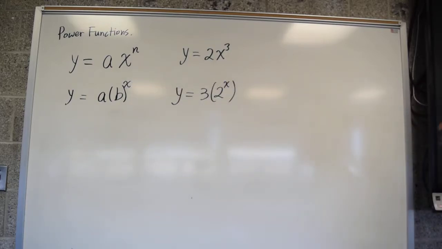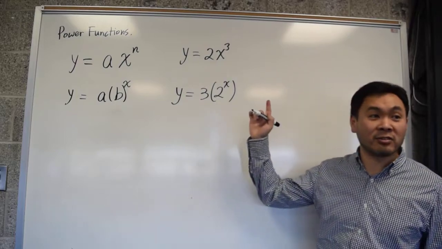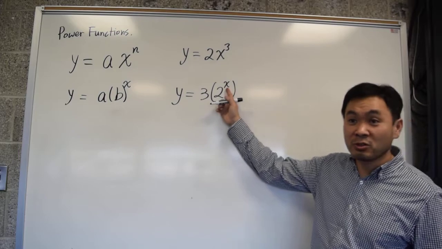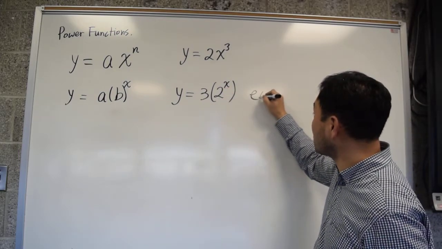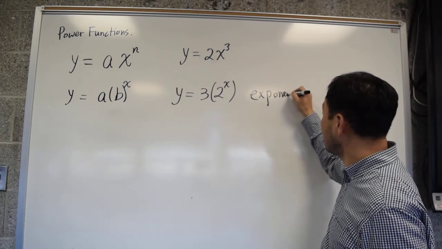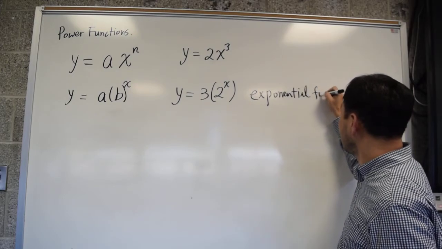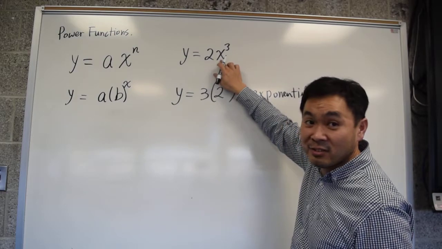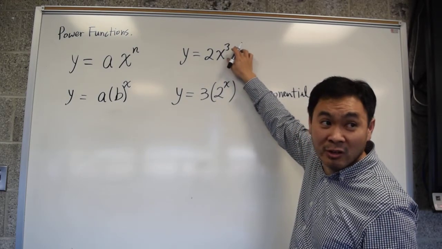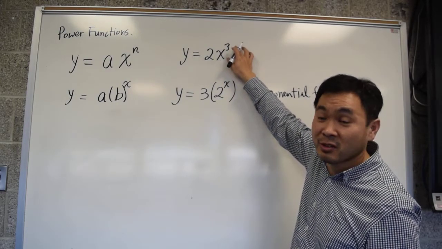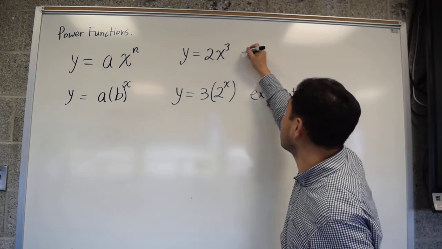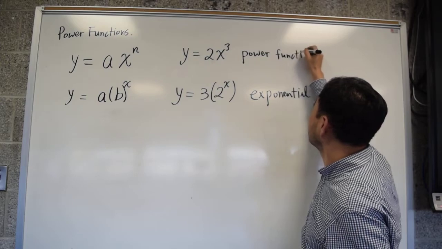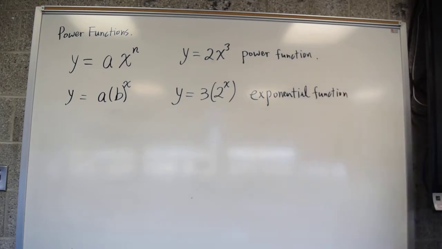Okay? And what I'm trying to say is that look at where the x is. If x is in the exponent, what do you call this? You call this an exponential function. If x is in the base and there's some power given, which is a fixed power, then you call this a power function.